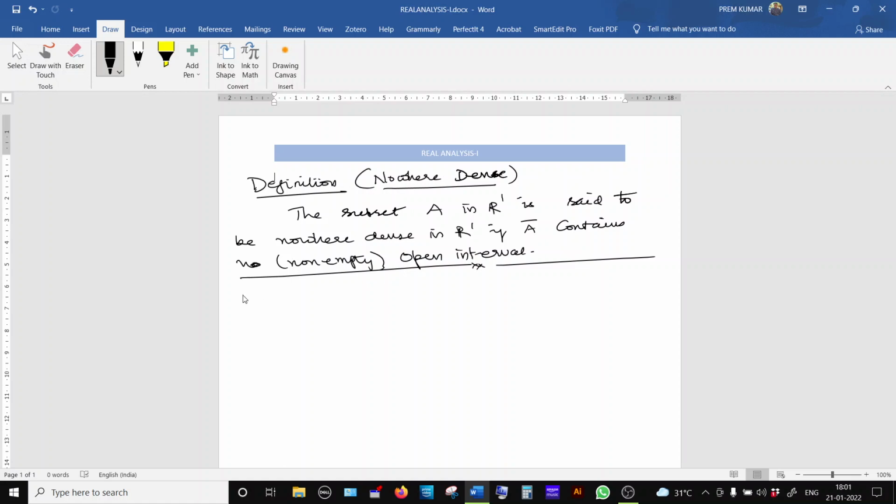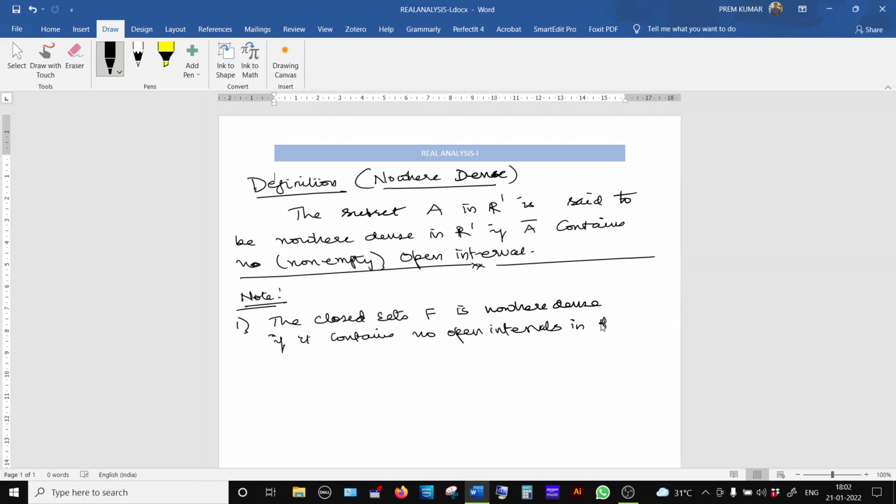Suppose you consider closed sets, say F. F is nowhere dense when it contains no open interval in R.